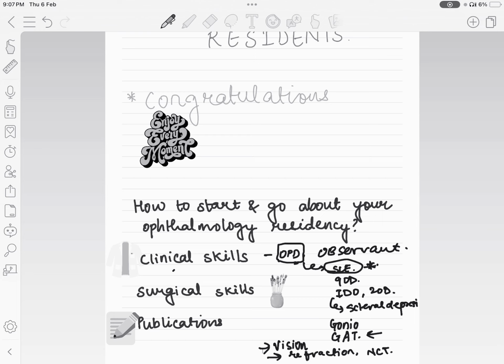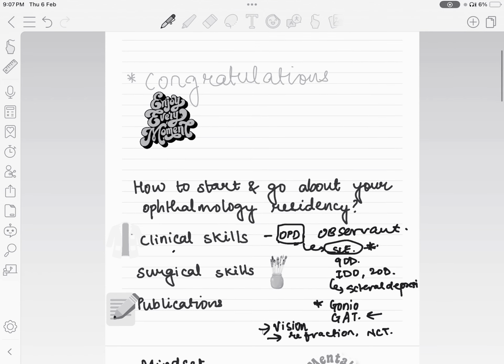And just go and read up on the illumination methods used in a slit lamp. Then you can progress to using the 90 diopter lens. After that, you can progress to using indirect ophthalmoscopy and the 20 diopter lenses. And last comes scleral depression. You can start doing gonio when you start doing Goldmann applanation tonometry. That is for your OPD skills.